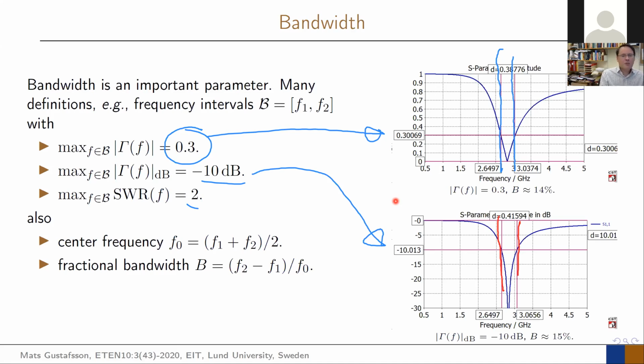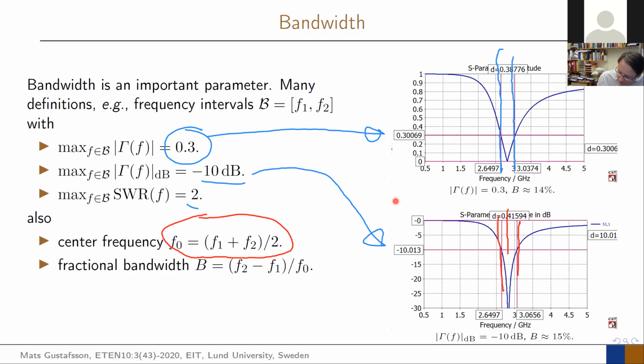And then you can say, okay, what is the center frequency? And in most cases here, you define the center frequency. It's just the average between those two frequencies. So it is the frequency in the middle here. It doesn't mean that it's resonant at that frequency. It's in the middle of the frequency band.